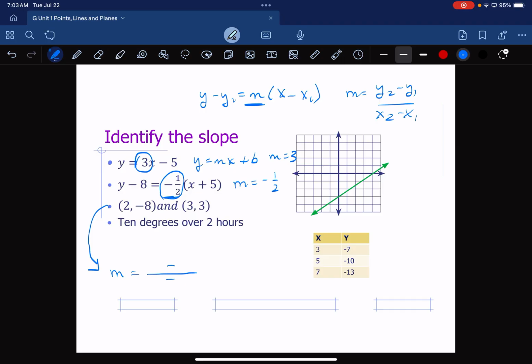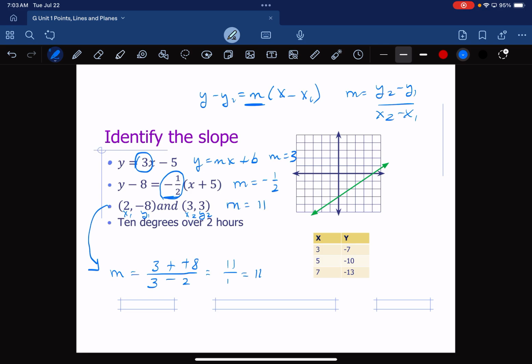So y2 would be this right here. This would be x1, this is y1, this is x2, this is y2. So y2 is 3, and y1 is negative 8, sorry. Then on the bottom, x2 is 3, and x1 is 2. Now, anytime you have a minus and a negative together, they make a plus sign. So 3 plus 8 is 11, and 3 minus 2 is 1. So it sounds like the slope here is just 11.